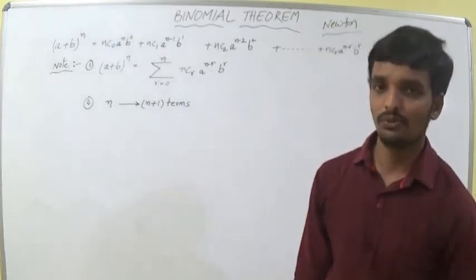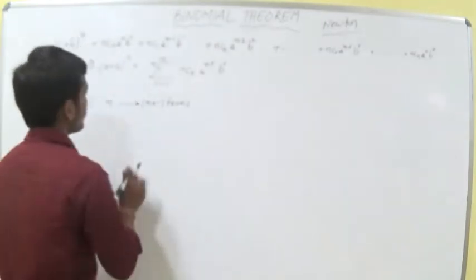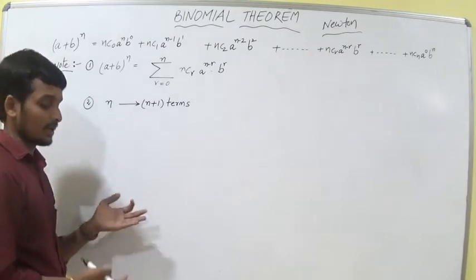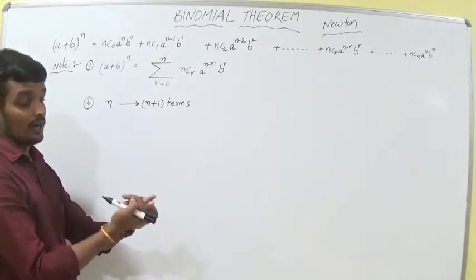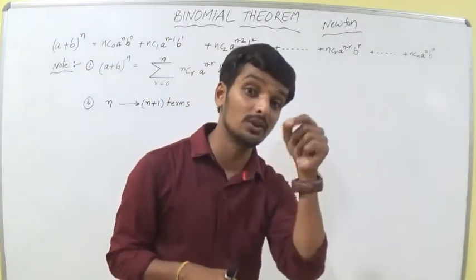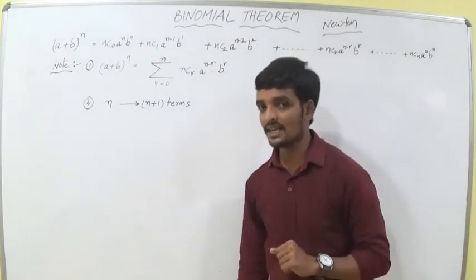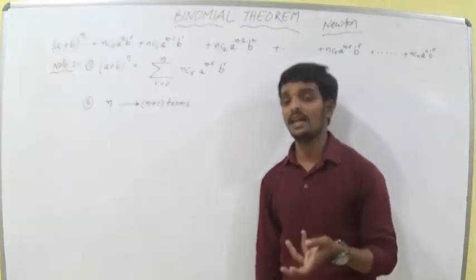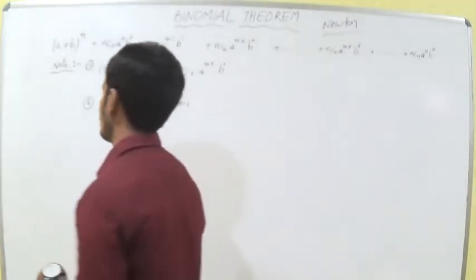Why is it so? Because the values of r start from 0 to n, for example 0, 1, 2, 3, 4, 5. If the degree of an expression is 5, it has 6 terms because 0 is also included. If the degree is 10, it has 11 terms. If the degree is 12, it has 13 terms. Did you understand? This is the second important point.